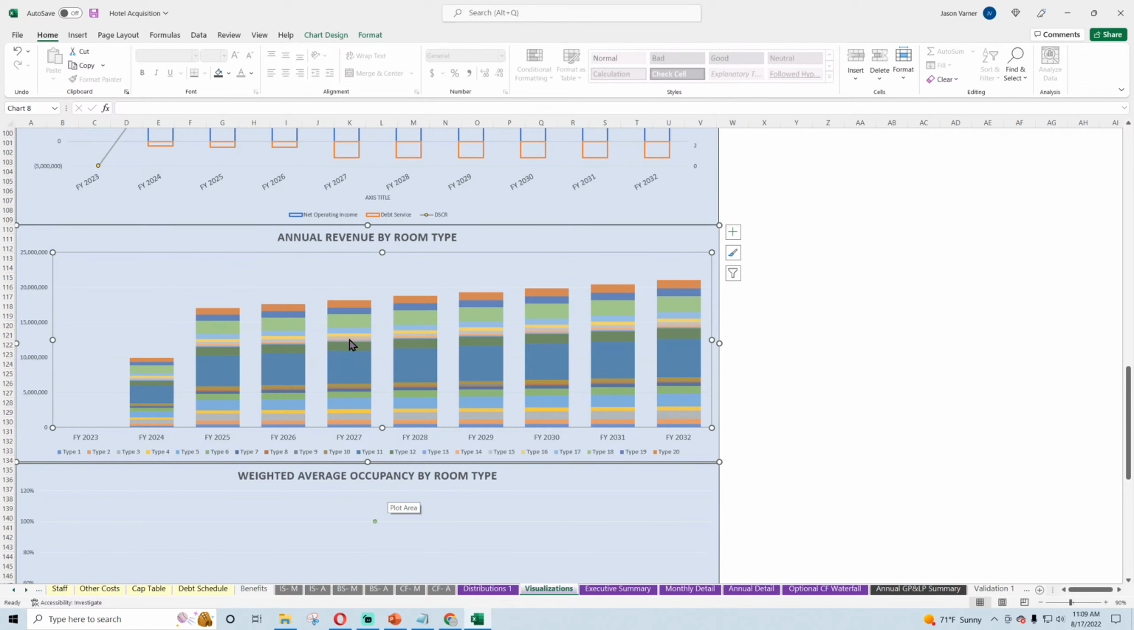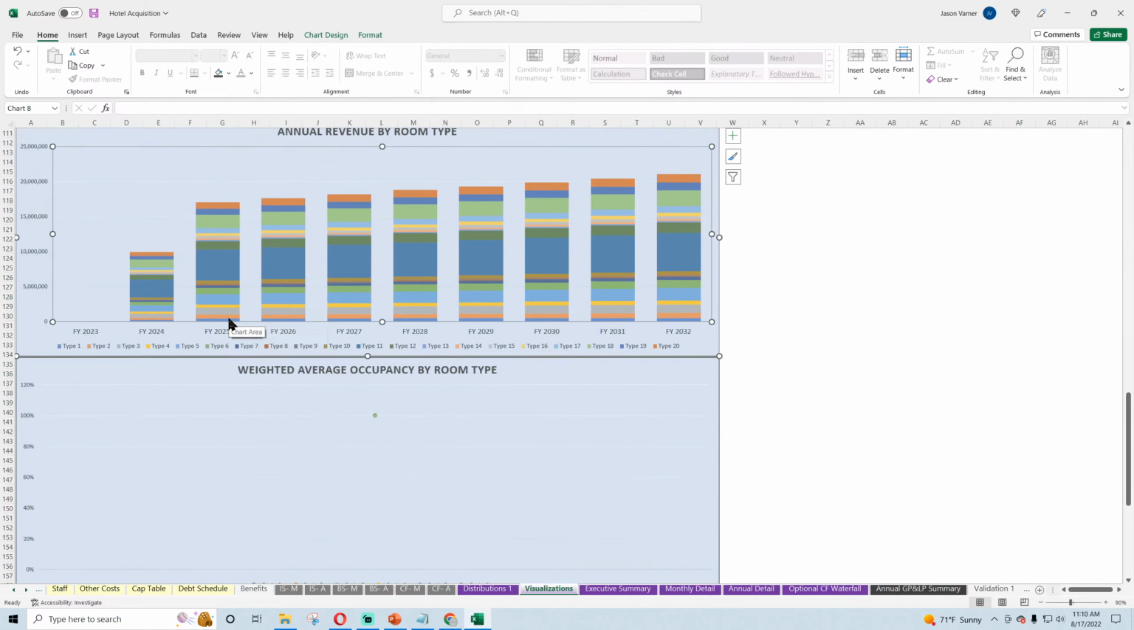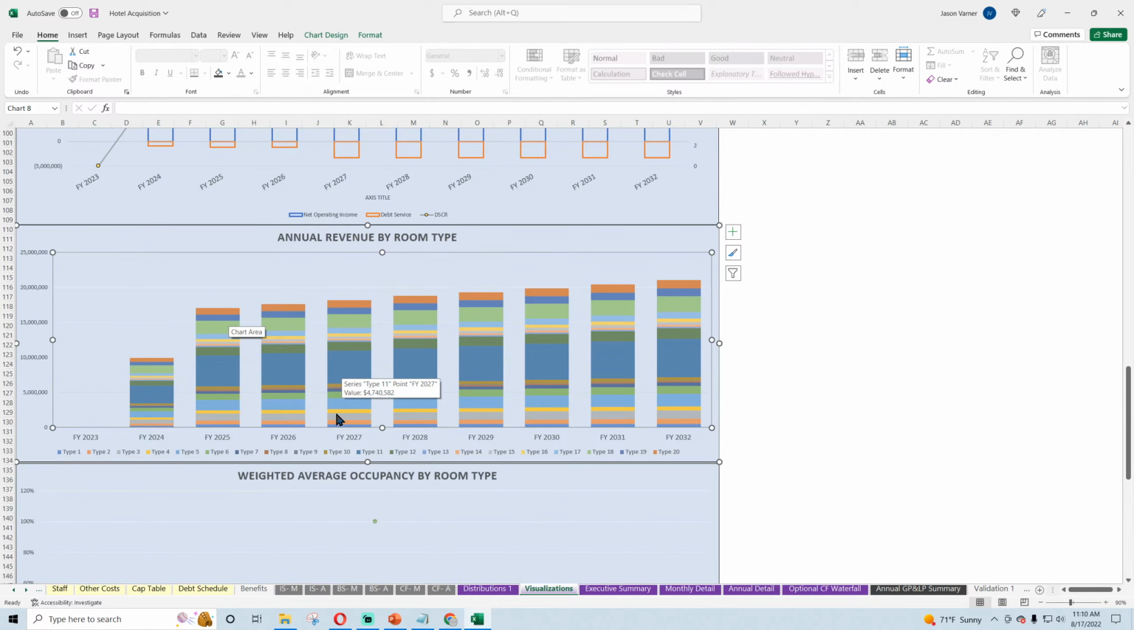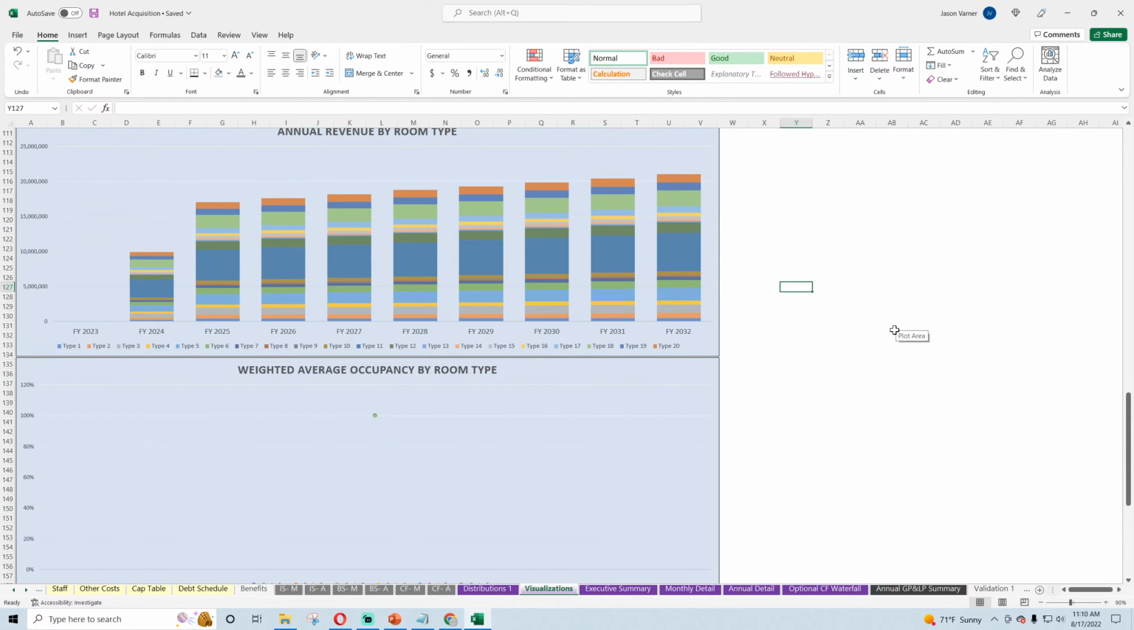And there you have it, annual revenue by room type. It's the same as the total annual revenue, but it's now showing each individual room type. That could be useful. We'll keep it. It'll definitely be useful if you have like 4 or 5 rooms and you want to see.